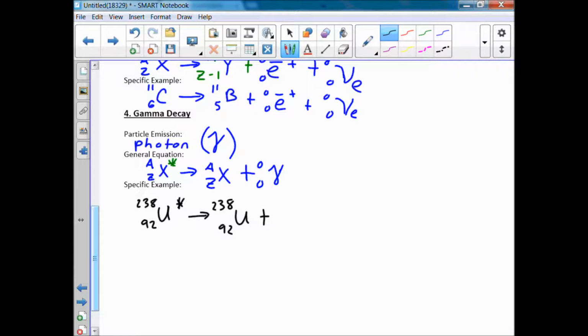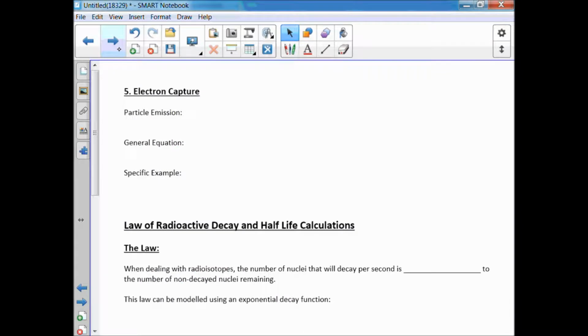Okay, uranium plus a gamma particle. That's the easiest one to remember out of all of these things, because nothing really happens here. Nothing changes, except for the asterisk and the gamma. And we've got one more: electron capture.